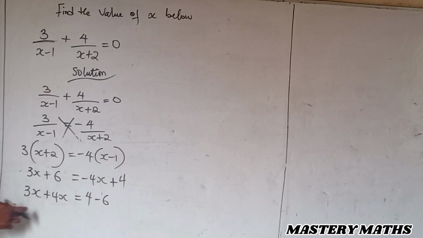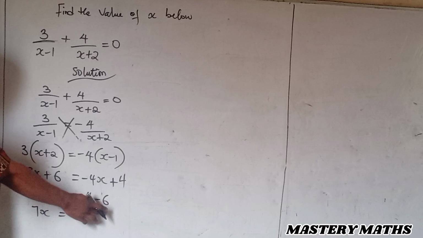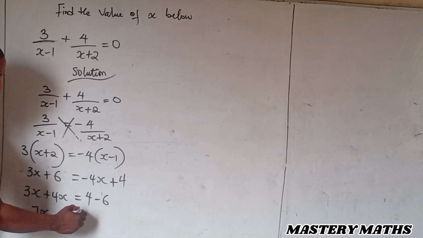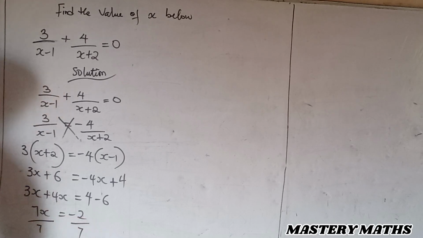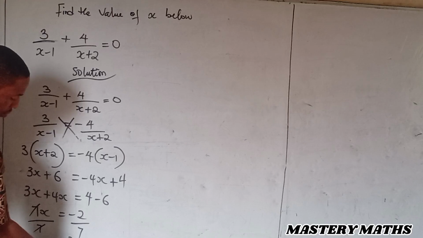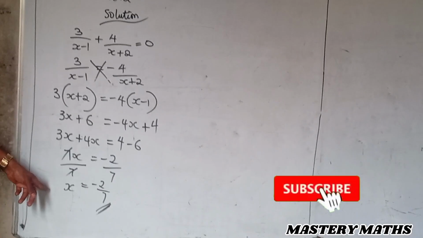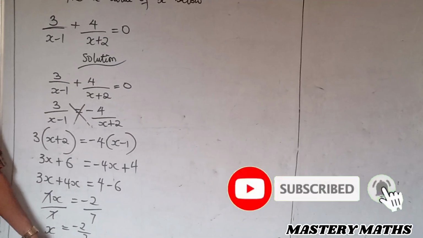So 3x plus 4x will give us 7x, equal to 4 minus 6, which gives us minus 2. So what should we do next? We want the x as our answer. We divide both sides by the coefficient, which is 7. Now, 7 cancels out. So what is remaining? You have your x left. This will give us minus 2 over 7 as the answer. Minus 2 over 7 is the x. Thank you.